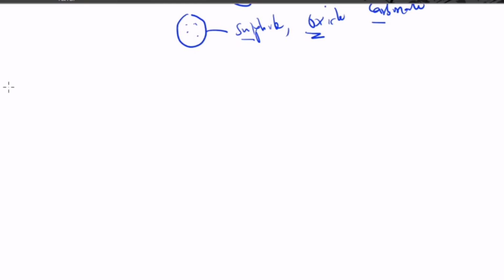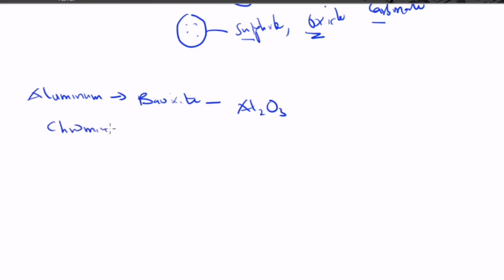So let's take aluminium. With aluminium, the mineral is bauxite, and the chemical composition is Al2O3. Now let's talk about chromium. With chromium, the mineral is chromite, and the chemical composition is FeCr2O4.